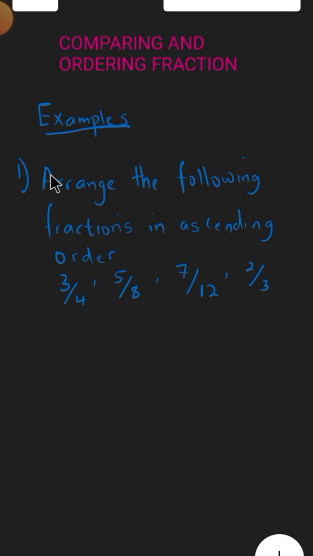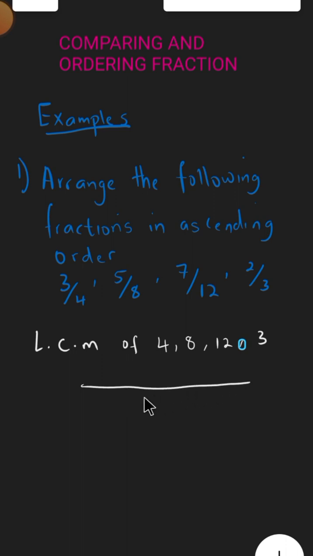So we're looking at the first example here. Arrange the following fractions in ascending order. How do I do this? First of all, I'm going to find the LCM of the denominators here. So I'll find the LCM of 4, 8, 12 and 3. Denominators 4, 8, 12, 3. So I'm going to find the LCM of all of these. Remember how we used to do it?